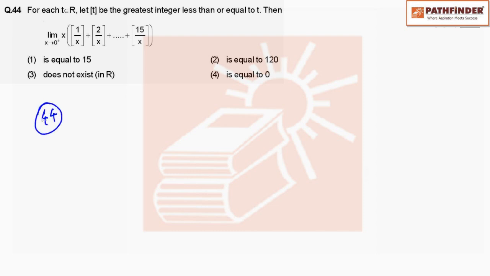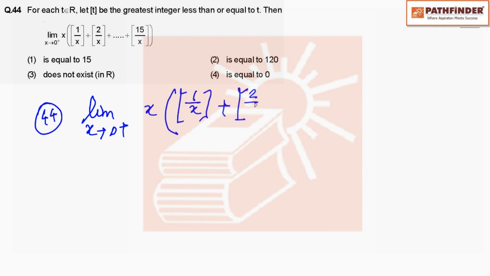Question number 44 is the application of the simple sandwich theorem. So limit x tends to 0 plus x into [1 by x box plus box of 2 by x plus up to box of 15 by x].